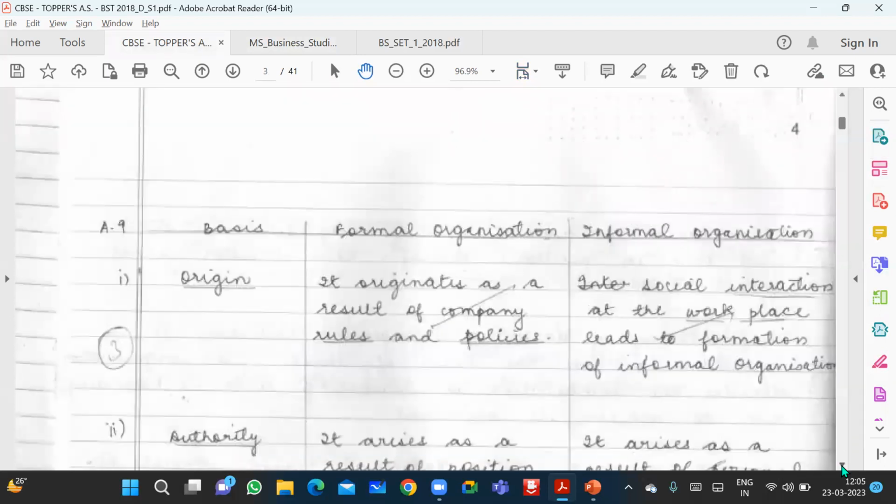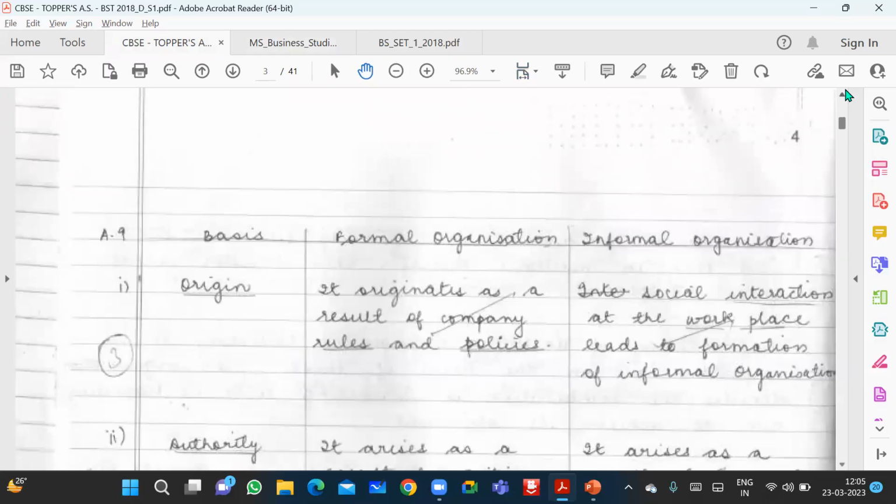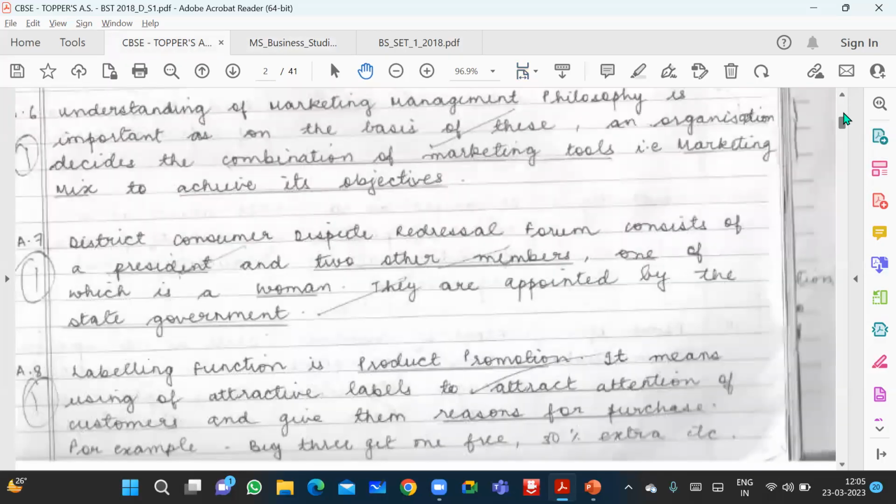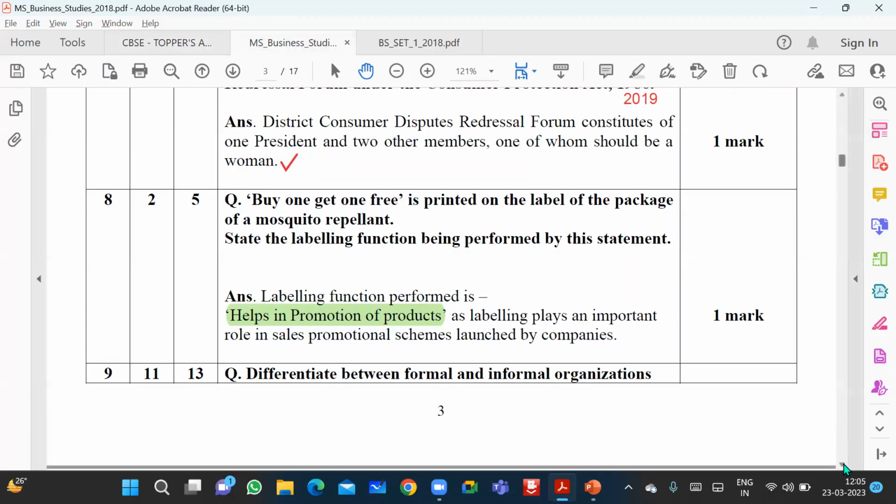In question number 8, now you can see here he has written the same answer, that is product information, and the student has explained it within the sufficient word limit. And now come to question number 9.